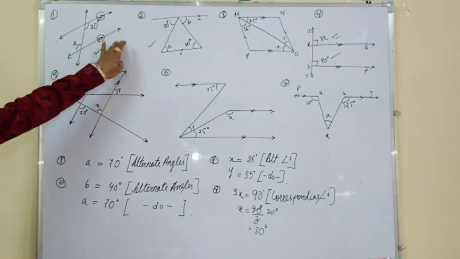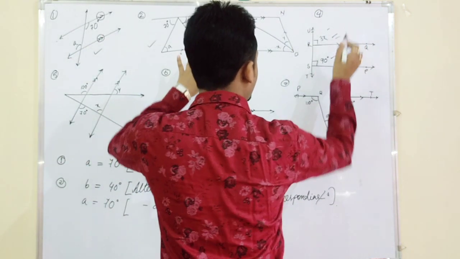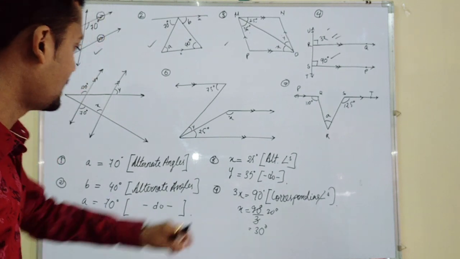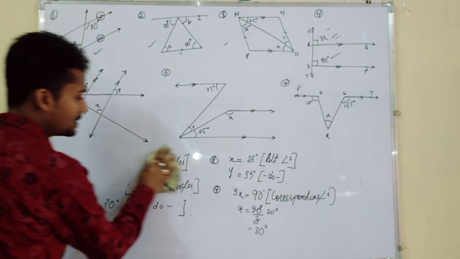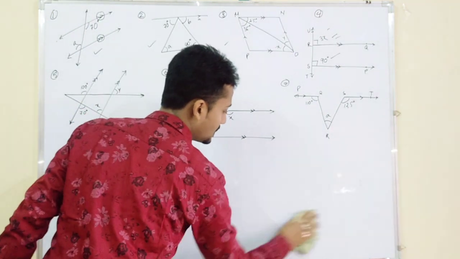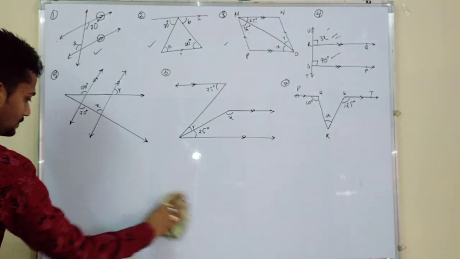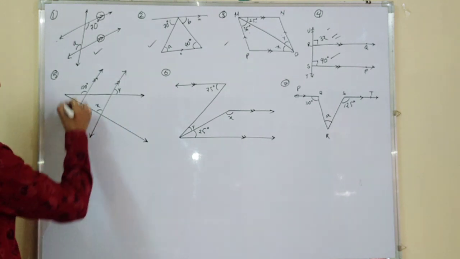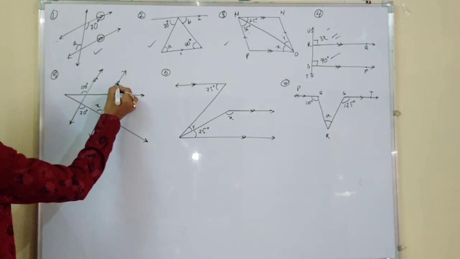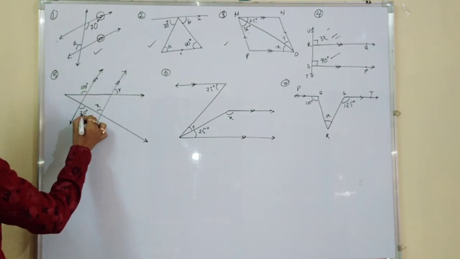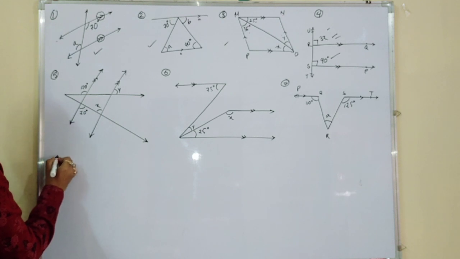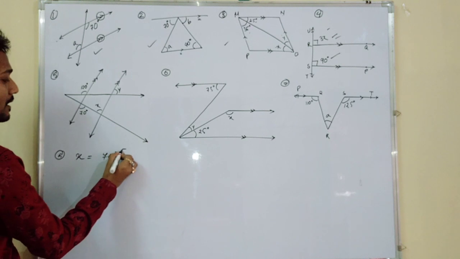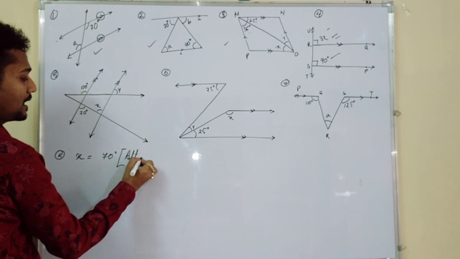I hope you have understood questions 1, 2, 3 and 4. Next we will move on to the next part. So I am rubbing these solutions. I hope you have written. Now next, this figure. If this is parallel to this, then x will be equal to 70 degree. This we know very well, isn't it? X will be equal to 70 degree. These are alternate angles.